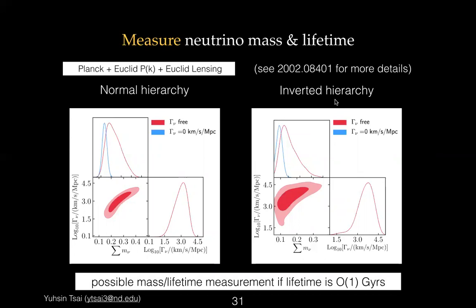lifetime window. Here are the two examples I show you. The plot on the left assumes the sum of the neutrino mass to be about 0.25 eV, and the plot on the right assumes the sum of the neutrino mass to be 0.15 eV. In both of these cases, we can have a hint or a measurement on the lifetime window within an order of magnitude variation. This is extremely exciting because this will be the only chance that we get to see invisible neutrino decay.